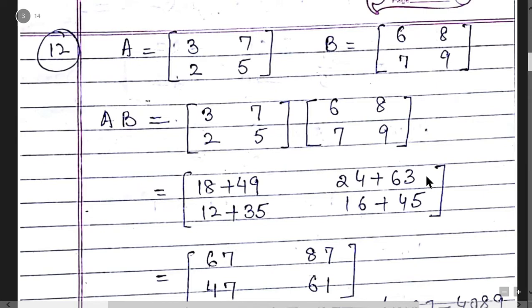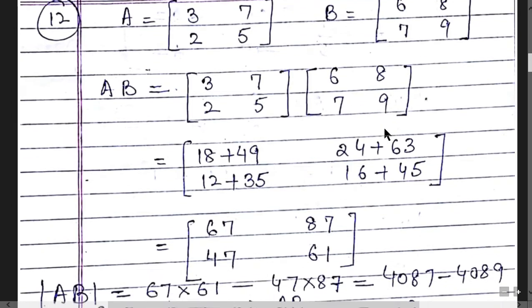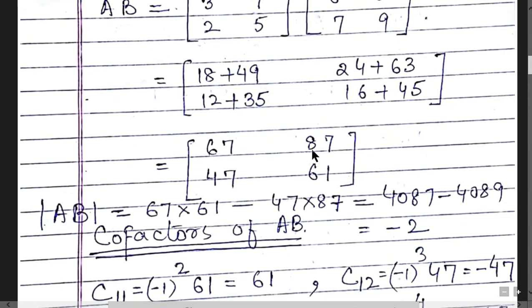Question number 12 is an important question as far as your final examination is concerned. Matrix A is given to you and matrix B is given to you. First of all, calculate AB. Simply multiply 3 into 6, 18 plus 49, then 24 plus 63, then 12 plus 35, and 16 plus 45. That's 67, 87, 47, and 61.